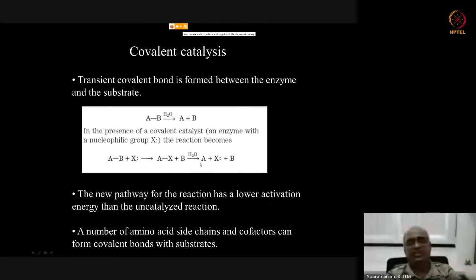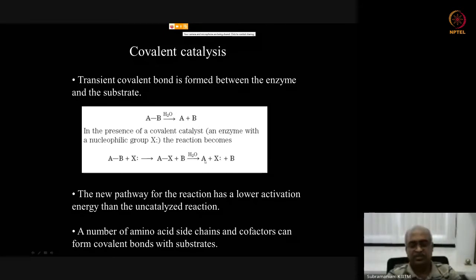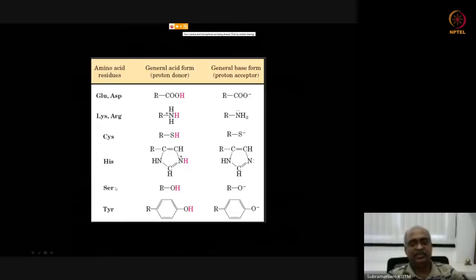And now this hydrolysis readily happens, regenerating this active site group back and the substrate leaving the active site, the hydrolyzed first part of the substrate. So this sort of covalent bond formation in the active site is what you call covalent catalysis. This happens quite often with enzymes with cysteine, serine, threonine, tyrosine, where this hydroxyl group, this alcohol group, or this thiol group participates in covalent intermediate formation.